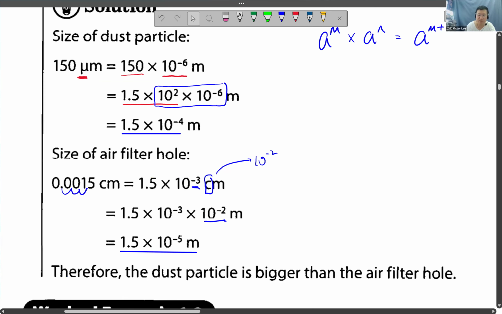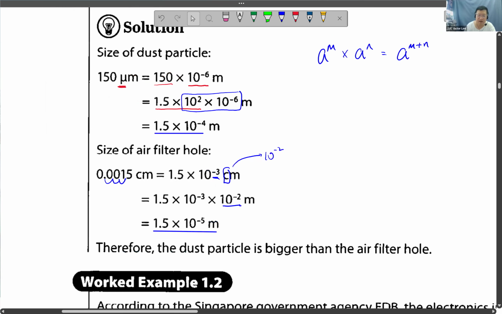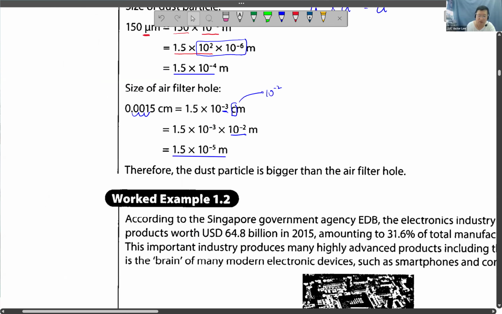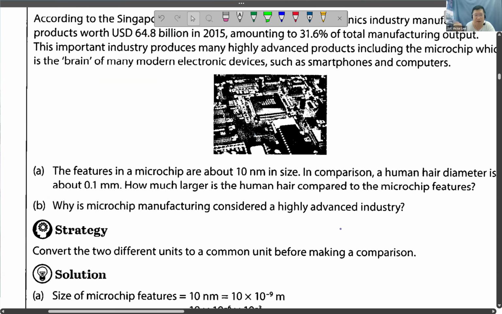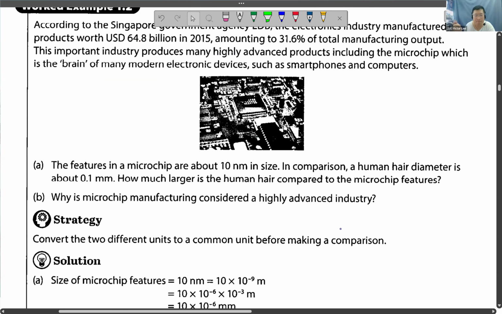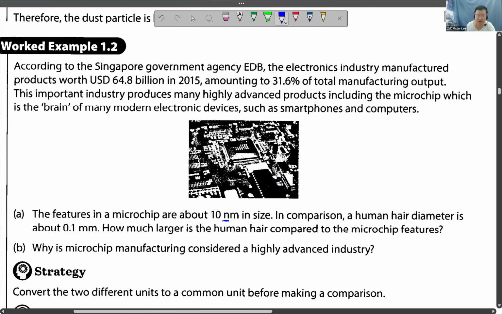So this is about conversion. Down here, nano. Now, can you remember what is the size of nano? Nano is how many? 10 power? Minus 9. Yeah, minus 9. So it's 10 times 10 to the power minus 9.